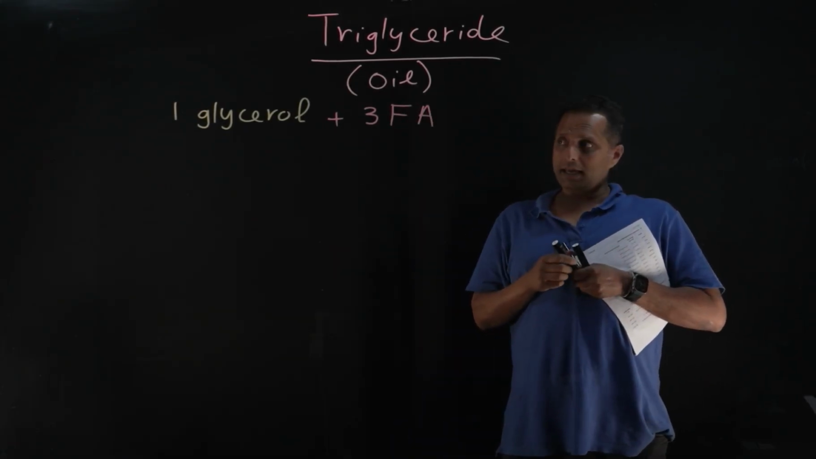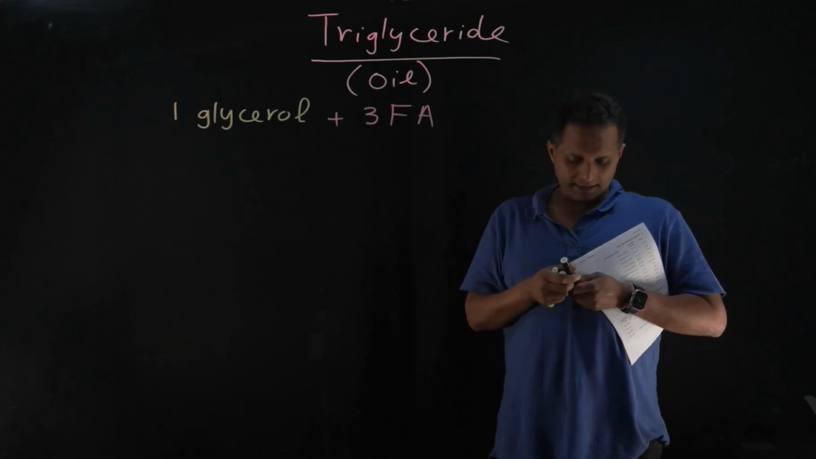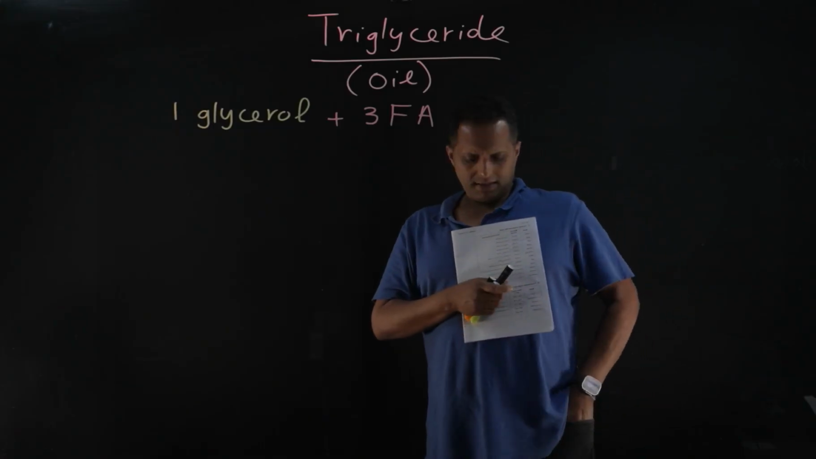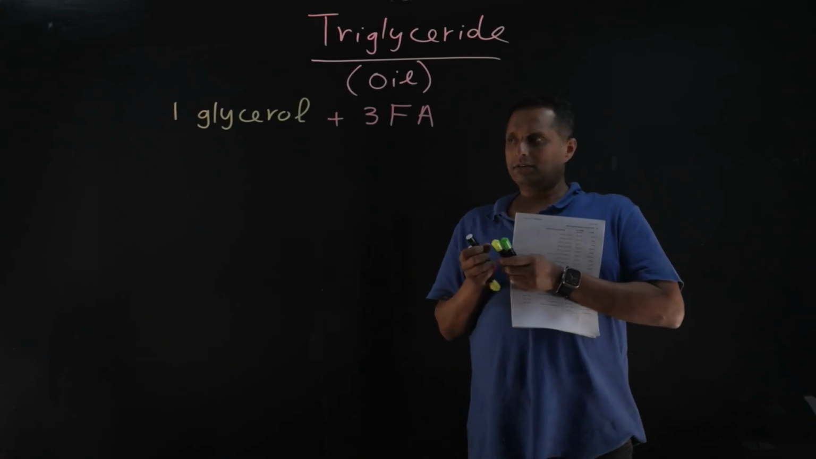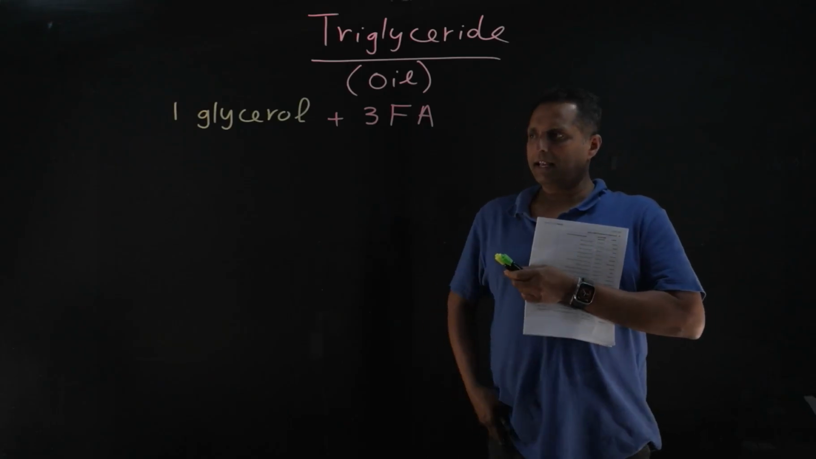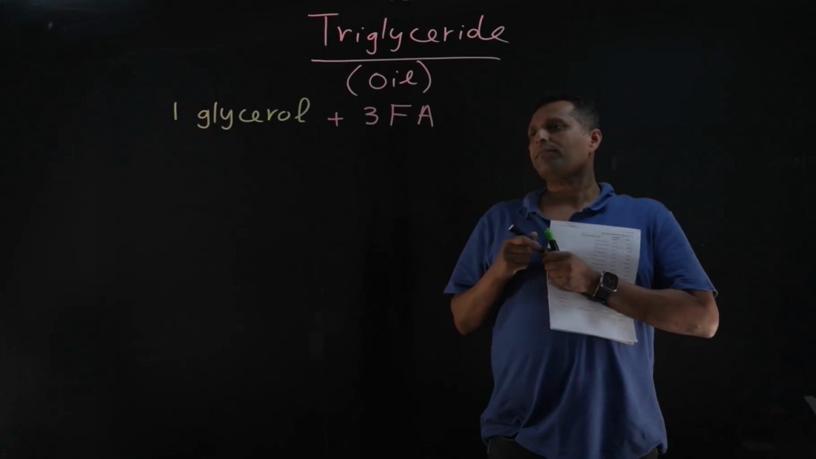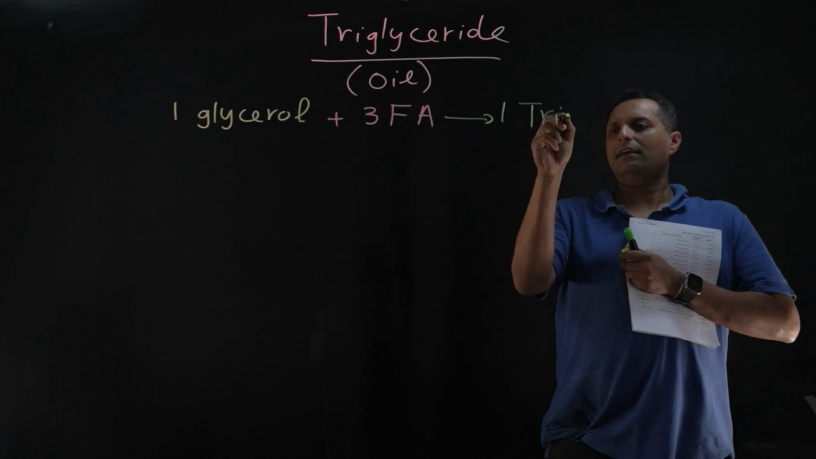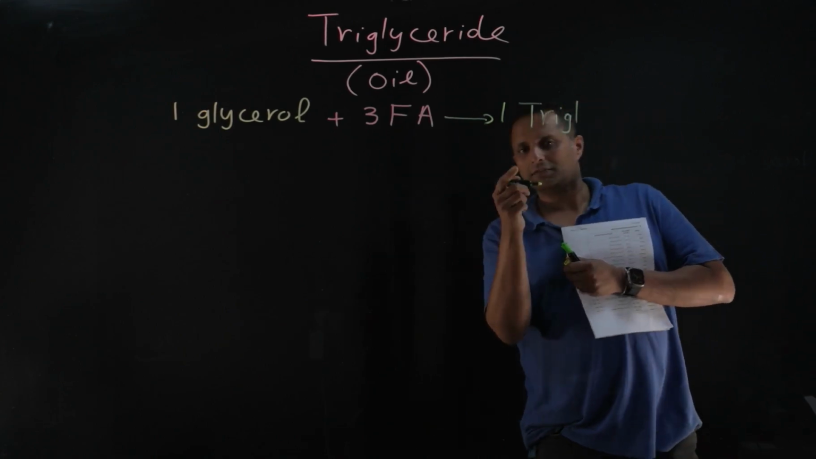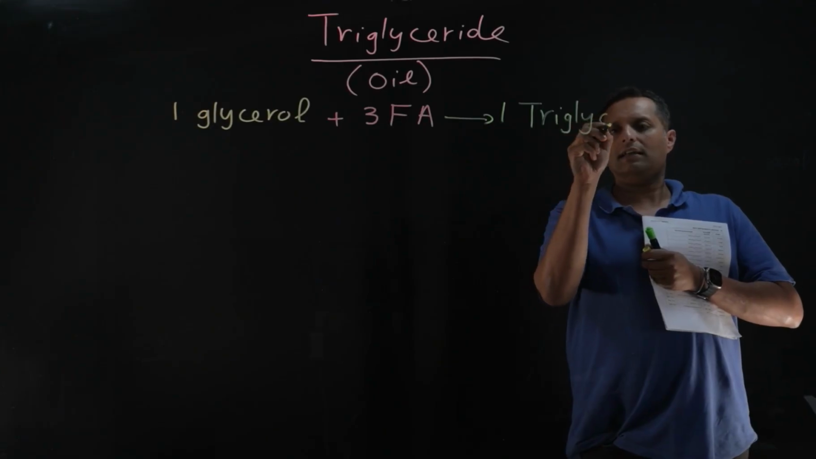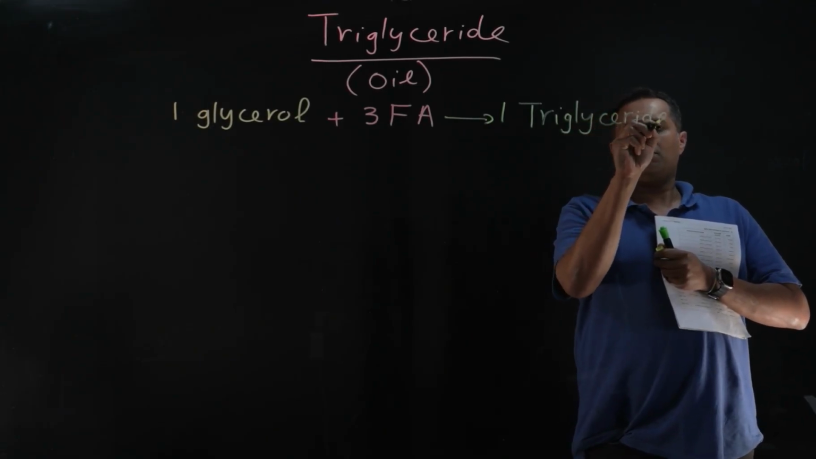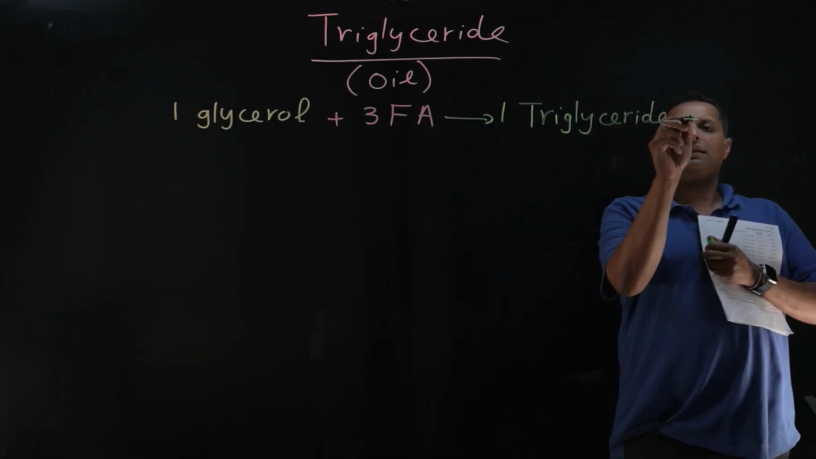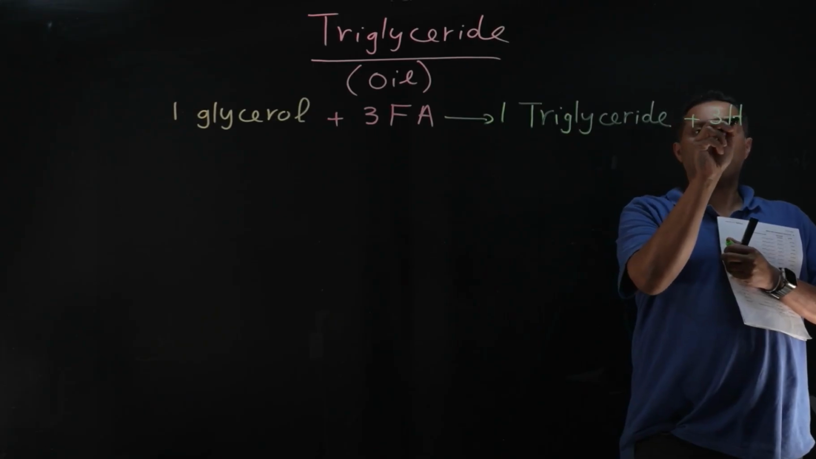Then what is it going to make? You have to remember these things. When these 4 molecules come together, what are they going to make? They are going to make 1 triglyceride. That is what we are after. Triglyceride plus 3 water molecules. 3 water molecules.